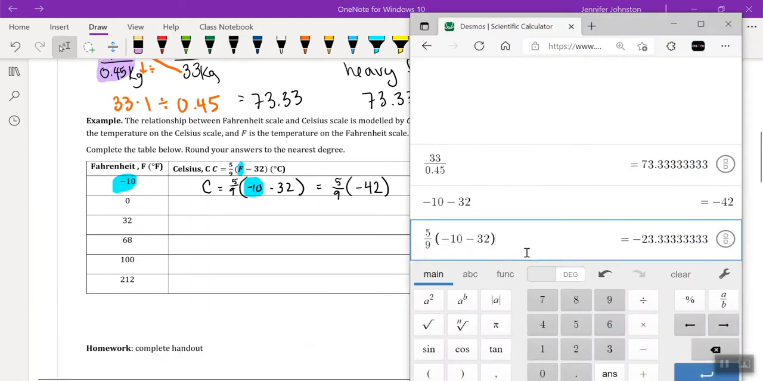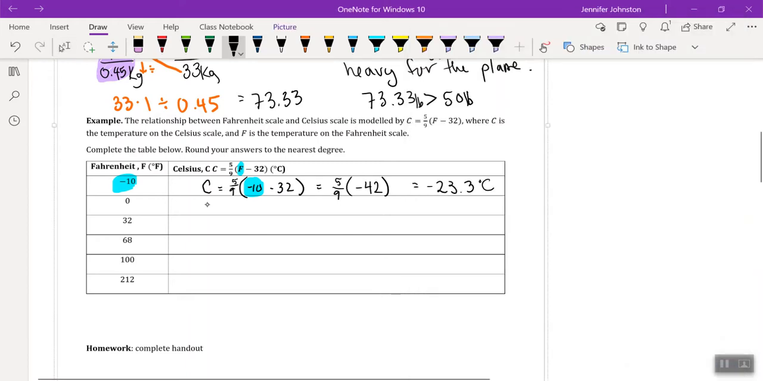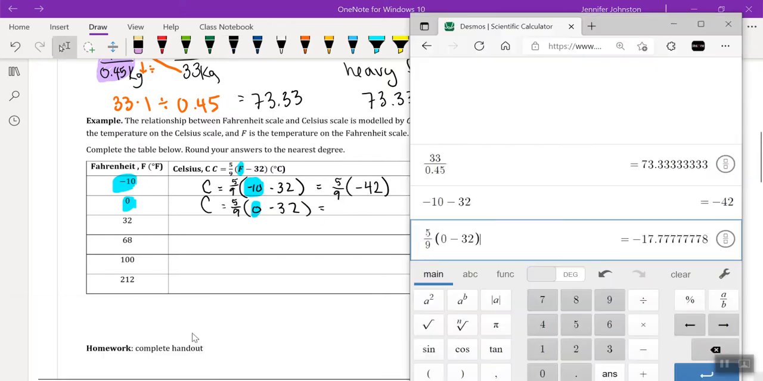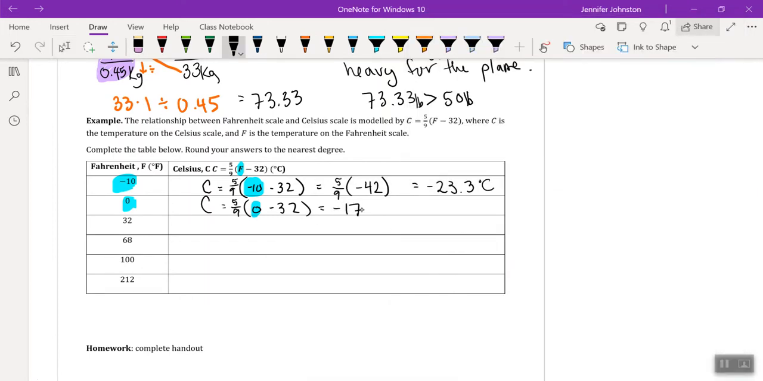What's beautiful about this Desmos calculator is I can just go change the next one. The next one is 0, and I need to put it in for F. So there we go. 5 divided by 9 bracket 0 minus 32, and it changes automatically. I didn't have to retype it out. It's beautiful. So C is equal to 5/9, and this time we put 0 in for F, minus 32, to give us -17.77, so -17.8.